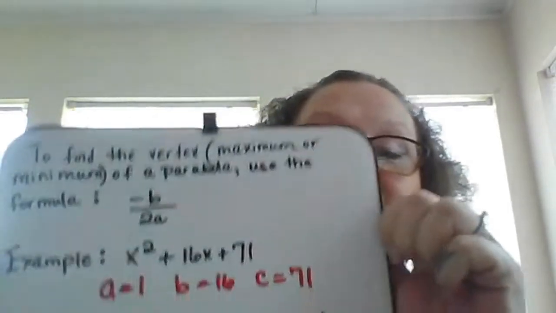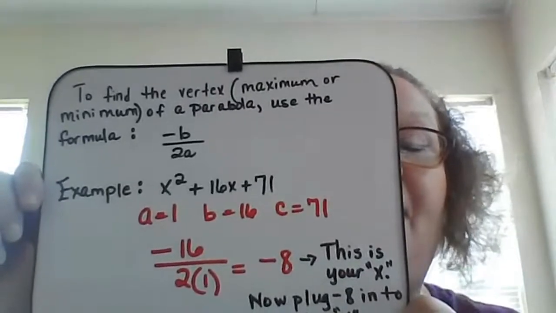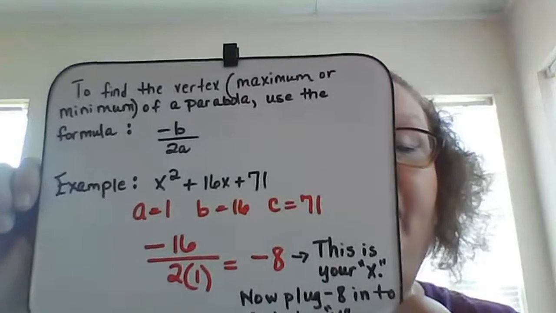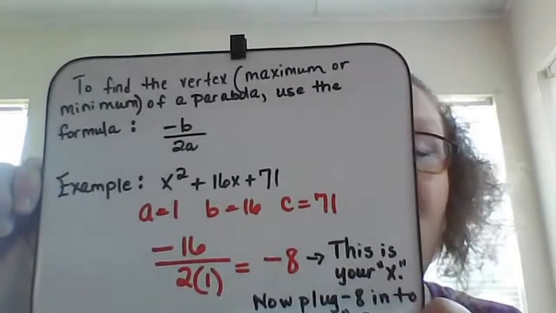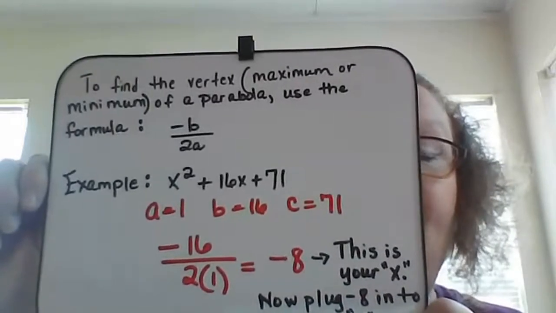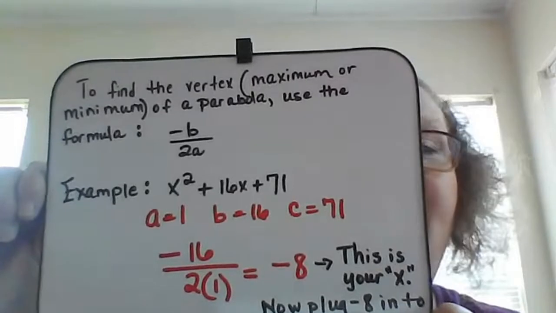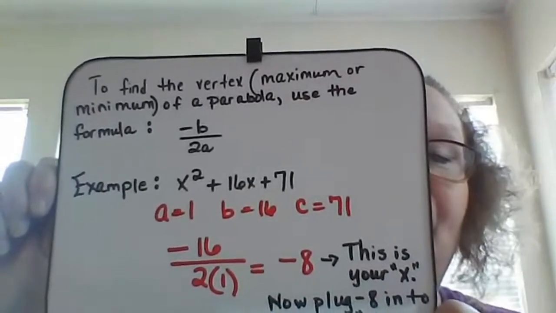The much easier way to find the vertex, which, as I've said, is the maximum or the minimum point of a parabola, we can use a much simpler formula, which is negative b divided by 2a. But that's not all, because I know some of you are saying, oh my gosh, how simple. There is a little bit more to it than that, but the other part's pretty simple too.